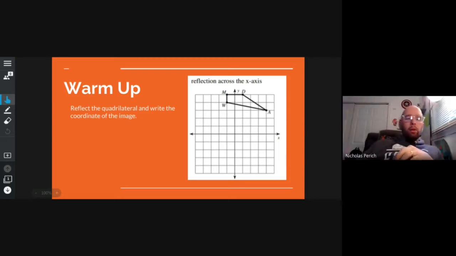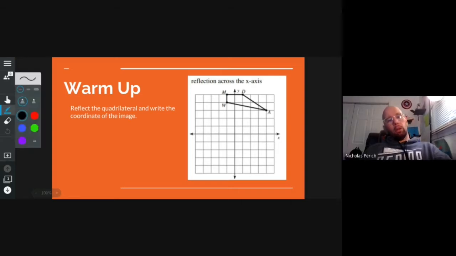Reflect the quadrilateral and write the coordinates of the image. If you remember or don't remember, a shape before it's moved is called a pre-image. A shape after it's moved is called the image.